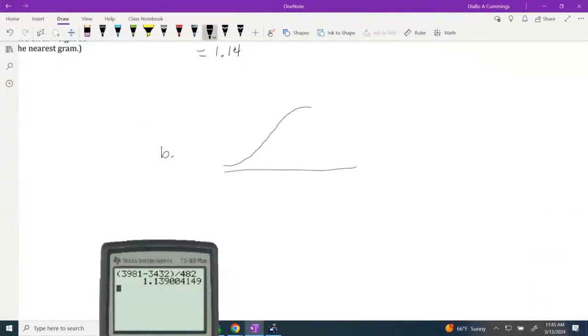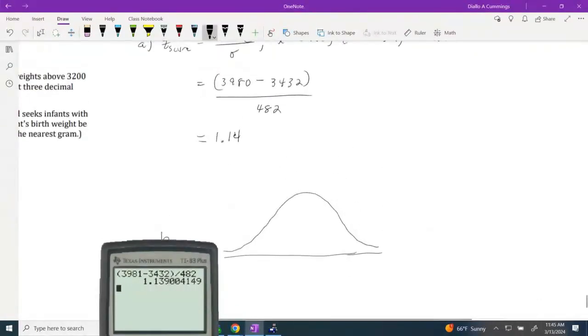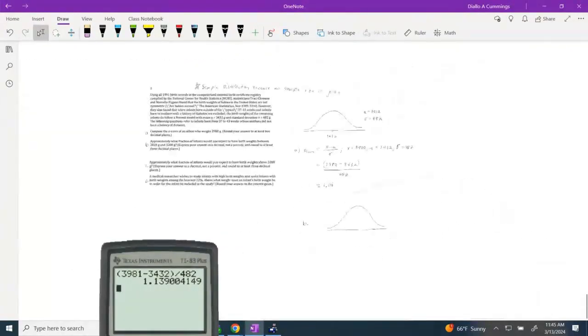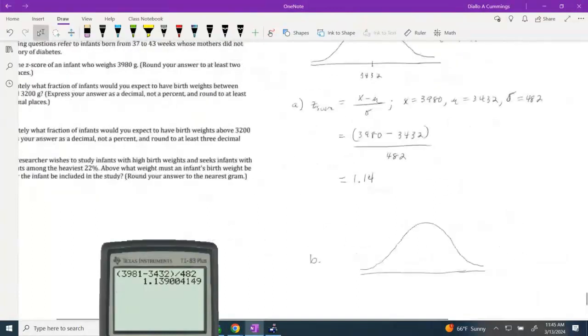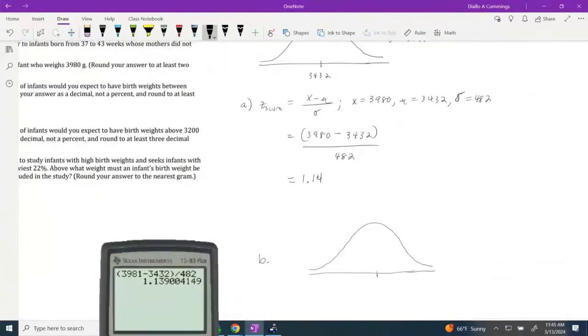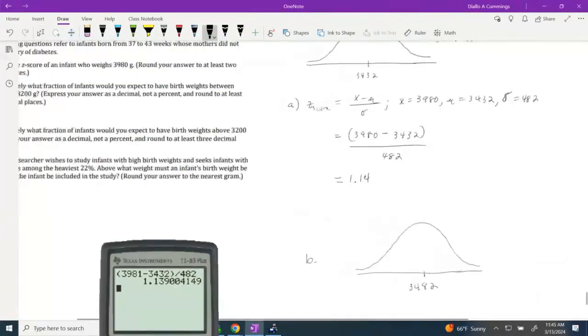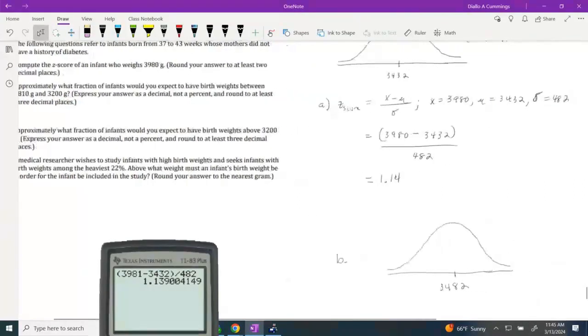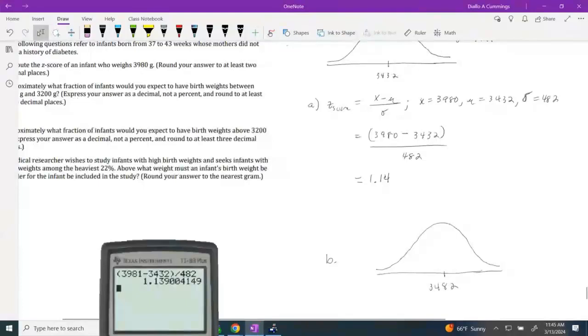All right, so this follows a normal distribution. The mean is 3,482. We want to find what fraction, what probability or what area is in between 2,810. So I'm just kind of guesstimating on my curve.